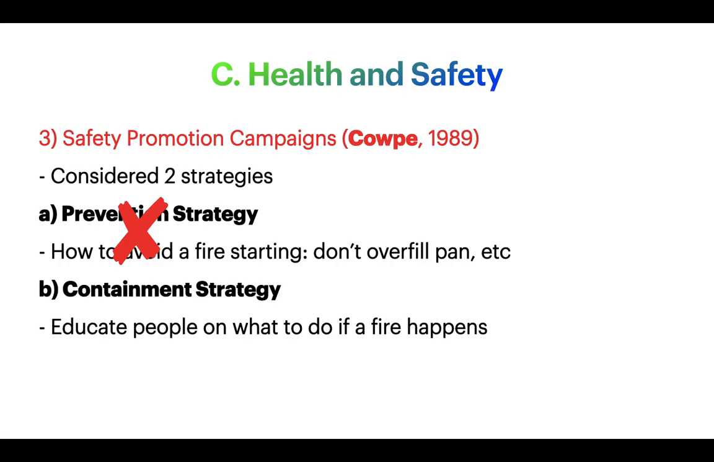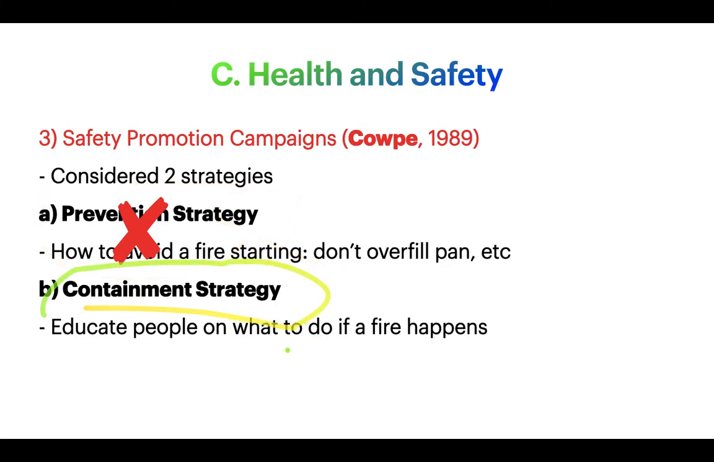The reason for this was because if you tell people, hey, don't overfill the pan, make sure you don't do this, make sure you do that instead, right? People often feel, in their own arrogant, self-centered way, that they will never make mistakes. We often believe that it will never happen to me. I will never make careless mistakes like overfilling. And so if that happens in a person's mind, then they're not going to pay attention to this strategy. They'll just ignore it. So instead, they went with the containment strategy.